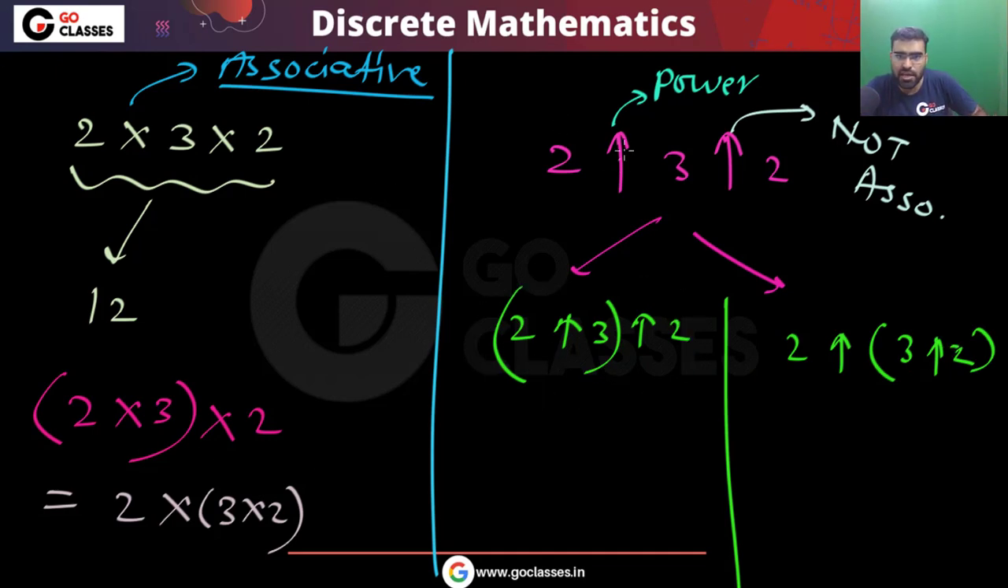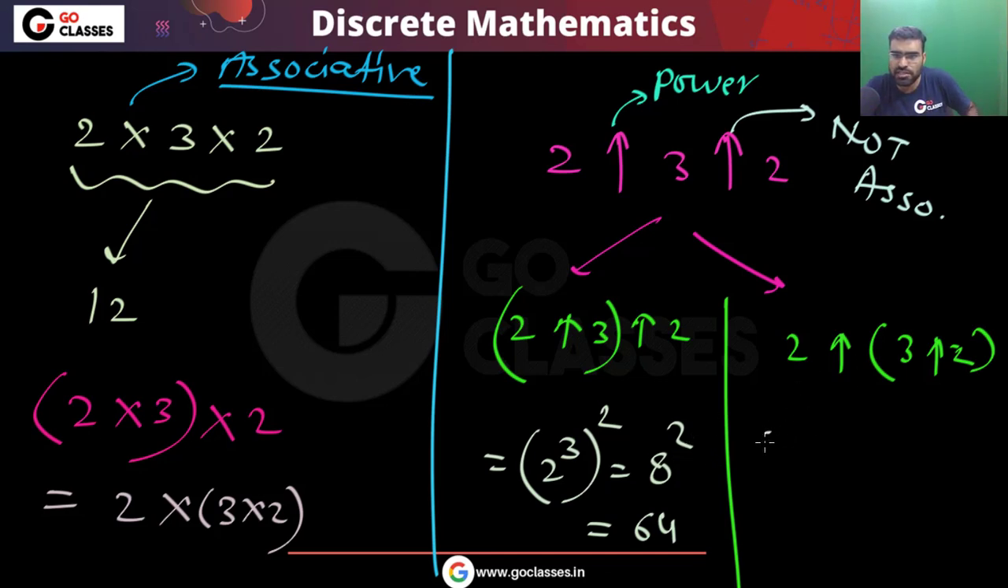If I evaluate the first power first, if I put the bracket like this, then you can see this will be 8 power 2. It's like 2 power 3 power 2, so that will be 8 power 2. And that is nothing but 64. So the answer will be 64.